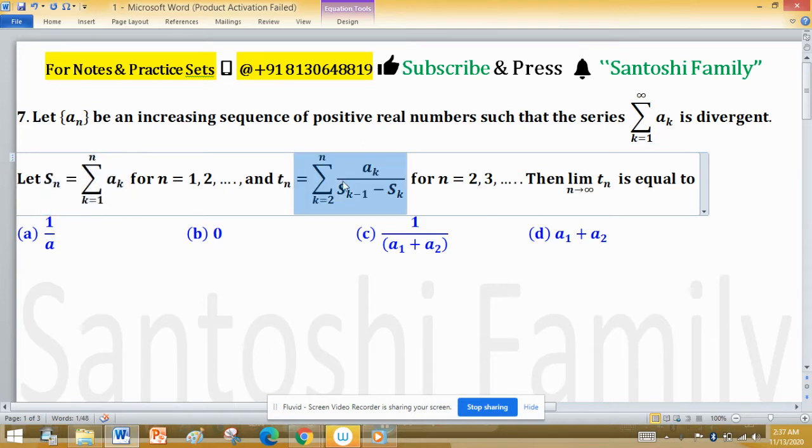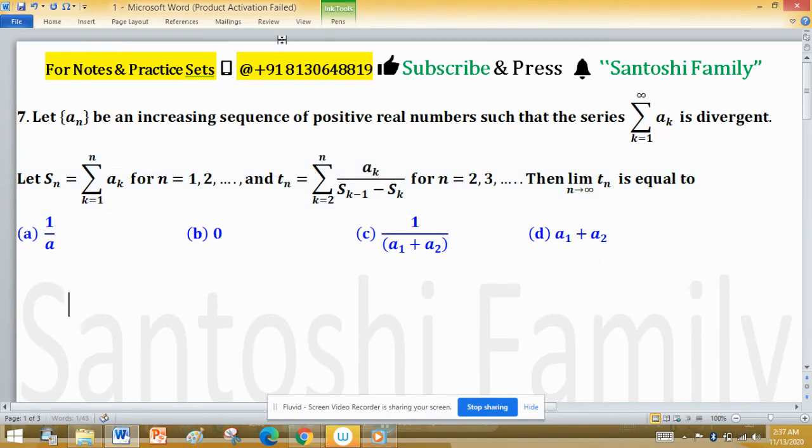which is given as summation k equal to 2 to n of ak upon sk minus 1 sk, for n equal to 2 to infinity. Then the limit of Tn is equal to what? Four options are given to us, and we have to find the exact limiting value of Tn, as Tn is a sequence of partial sums.